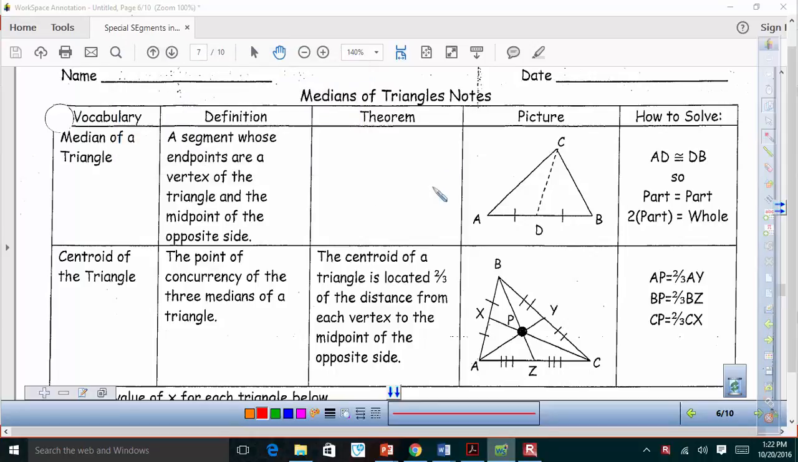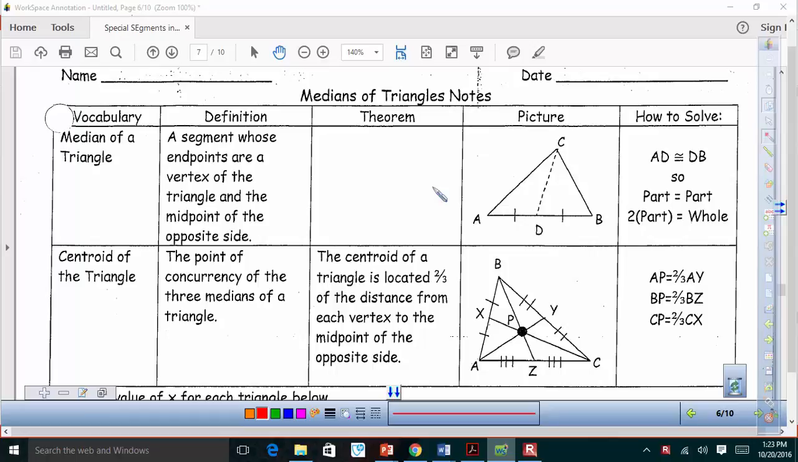Today we're going to talk about medians. We have talked about 3 different things in a triangle so far. The first thing we talked about was an angle bisector. And so what we know about an angle bisector is that it splits an angle into what? 2 equal parts. Halves are 2 equal parts, okay?